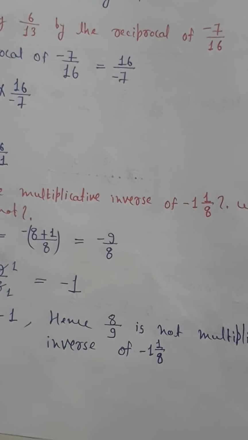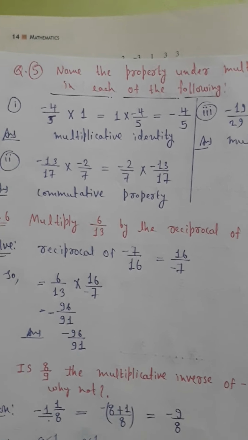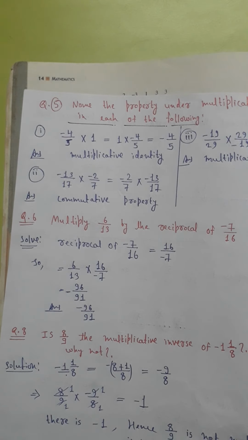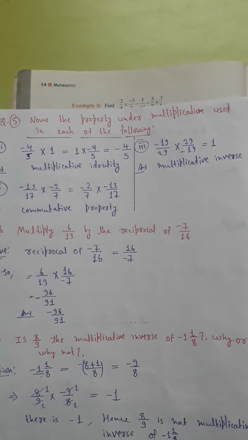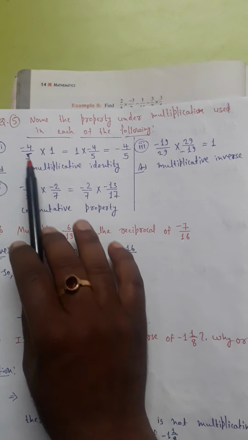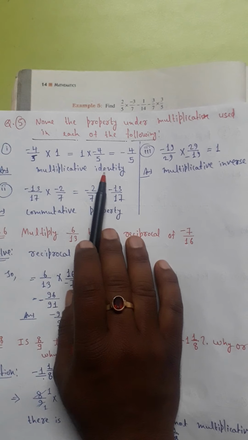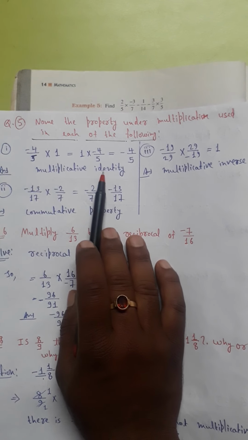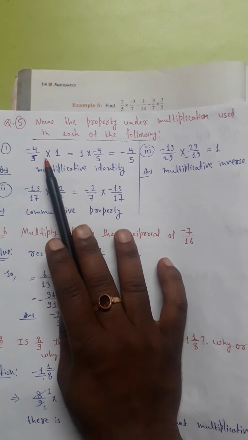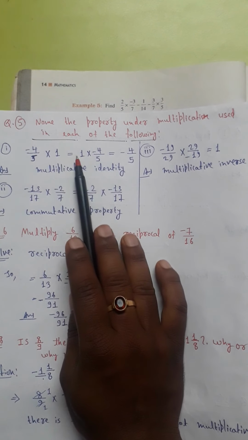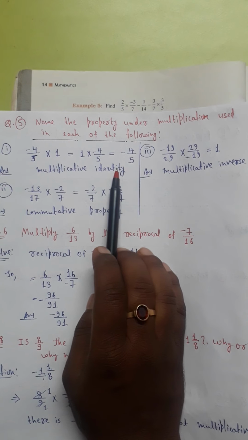Then the next question is question number 5. Find the property under multiplication in each of the following. It is very simple. Already the numbers are given with the identity; we only have to find which identity we are using. We are getting minus 4 upon 5 into 1 equal to 1 into minus 4 upon 5, which is equal to minus 4 upon 5.